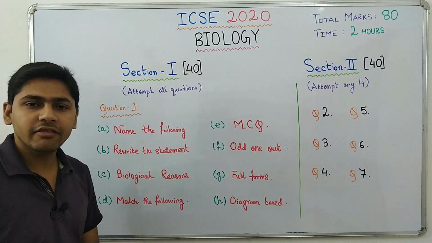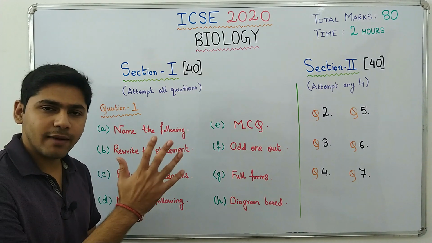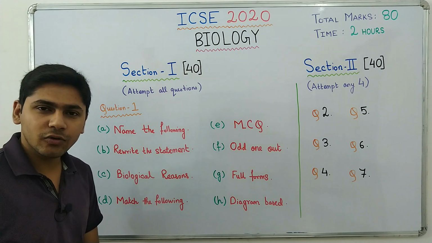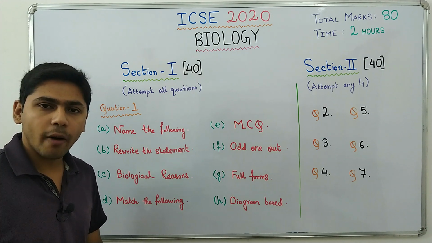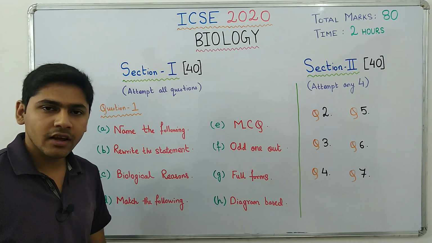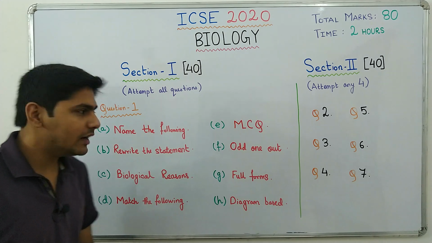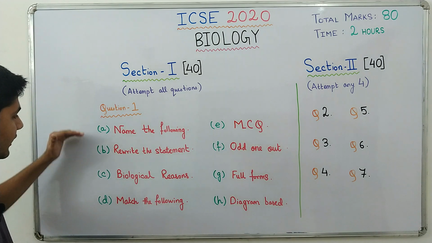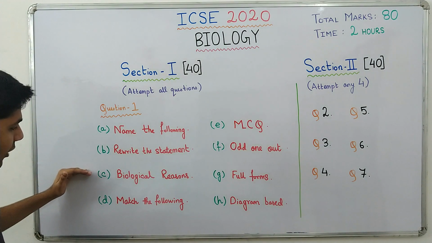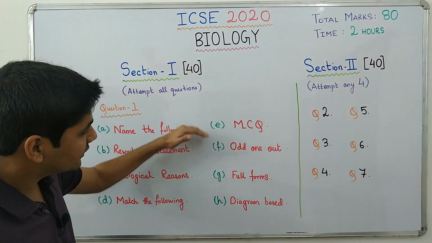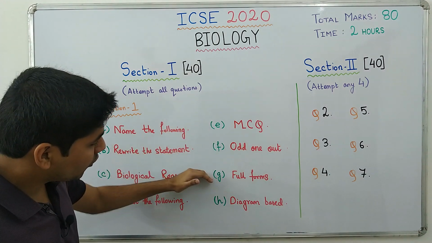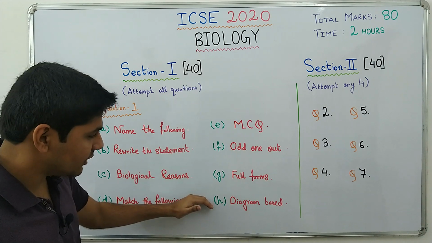Now question 1 will have 8 subparts of 5 marks each to give you 8 into 5, 40 marks. All the questions over here will be objective type questions. What type of questions will you get? You will get name the following, rewrite the statement, give biological reasons, match the following, multiple choice questions, find the odd one out, full forms and a diagram based question.